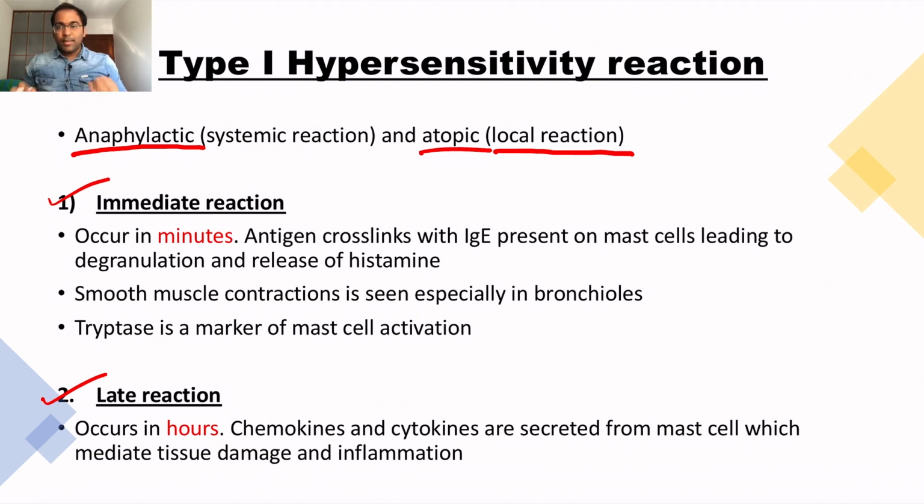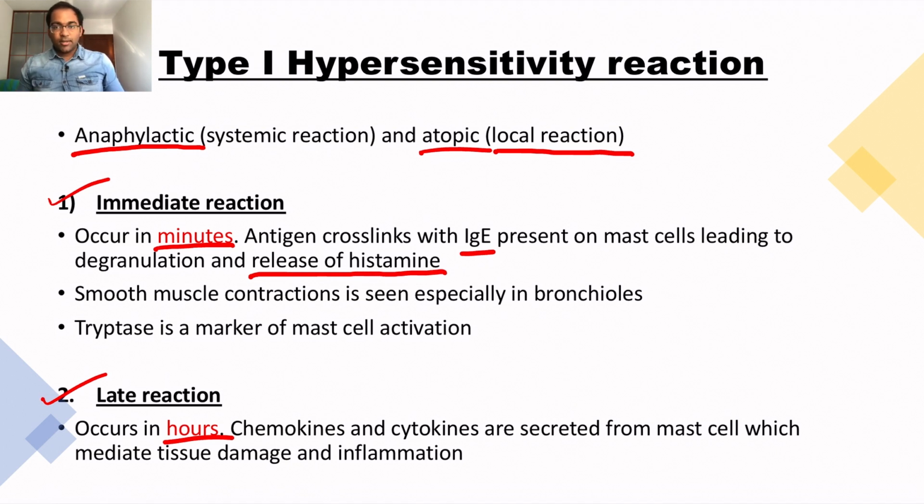Now the main difference between the immediate and the late reaction is the timeline. The immediate reaction occurs within minutes. So this is high yield. That's why I put the minutes in red font. While the late reaction occurs in hours. Now, in immediate reaction, we have antigen crosslinks with IgE, which is present on the mast cell, that leads to degranulation and release of vasoactive amine called histamine.